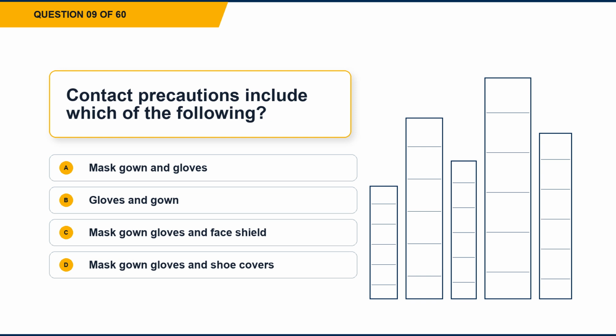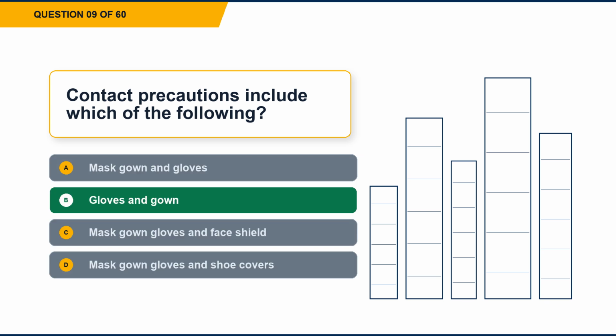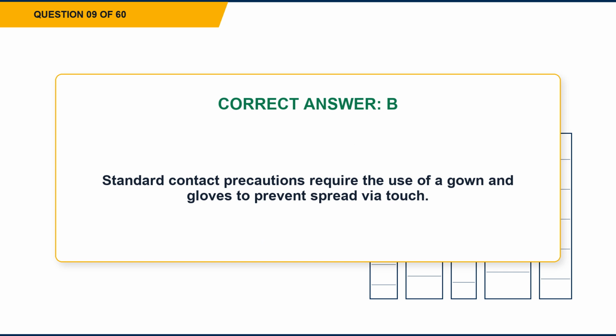Question 9. Contact precautions include which of the following? Option A. Mask, gown and gloves. Option B. Gloves and gown. Option C. Mask, gown, gloves and face shield. Option D. Mask, gown, gloves and shoe covers. The correct answer is option B. Gloves and gown. Explanation. Standard contact precautions require the use of a gown and gloves to prevent spread via touch.